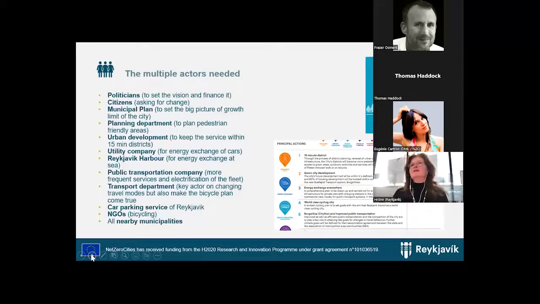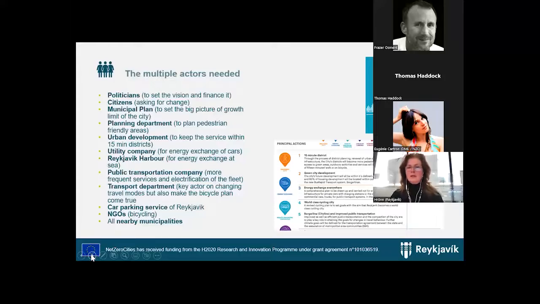But I just, again, on a very practical note, I wanted to emphasize or focus on what kind of multiple actors we need for a multiple stakeholder process, at least. Of course, every actor has multiple roles, but if we're talking about the role of the politicians, they are elected to set the vision and finance it and make priorities in the financing and so on.